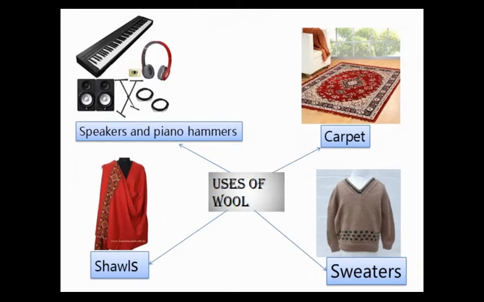Wool is used for making fabric, shawls, blankets, and carpets. Wool is also used to cover piano hammers. It is also used to absorb noise in heavy machinery and stereo speakers.